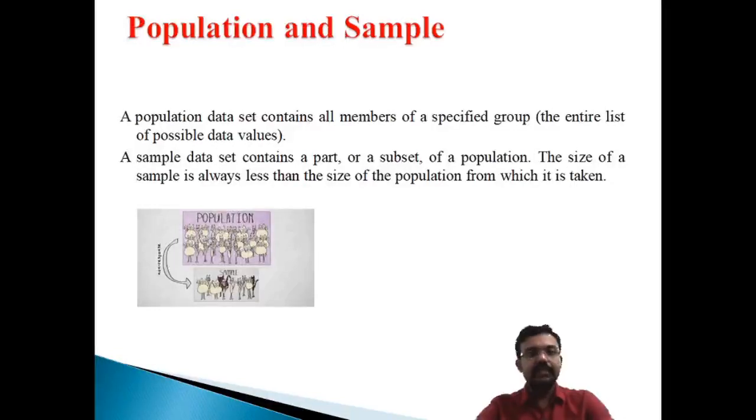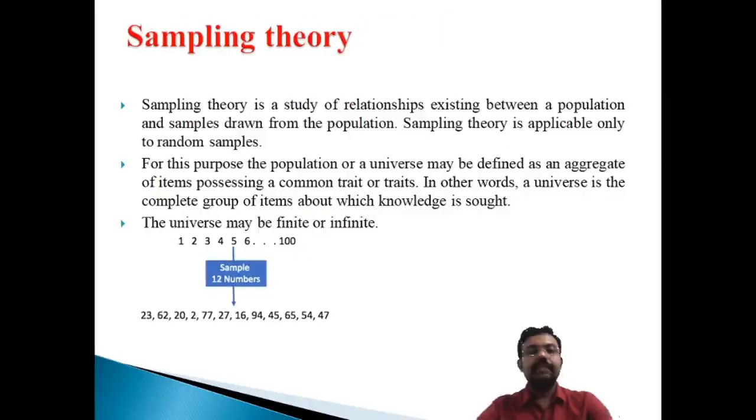So we discussed what the population is and what a sample is. A population is always the total number, that means all the elements included in the study. A sample is a part of the population, that means a subset of the population. The size of the sample is always less than the size of the population. This is the meaning of population and sample.